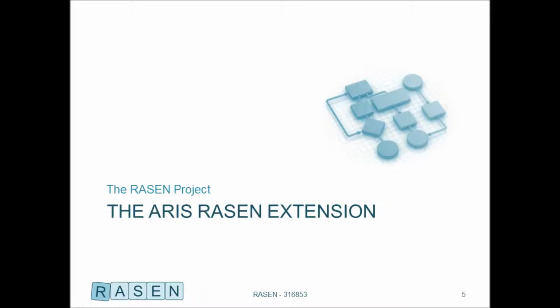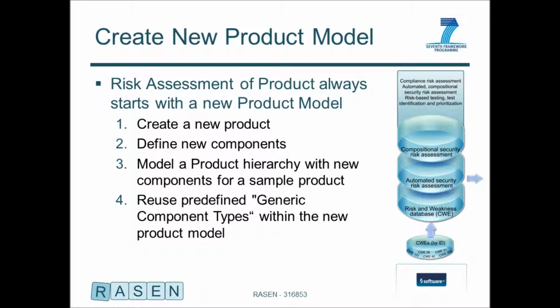In the following, we will now go a bit more into detail into the RASEN extension by creating a new product. So when doing risk assessment on a new product model, we start by creating a new product. There is a macro defined for doing that. Then we define new components. We create kind of a product hierarchy which contains all the components attached with a component type for a sample product, and in particular the use of generic component types within the product model. So basically already predefined component types can be taken from a library to facilitate.